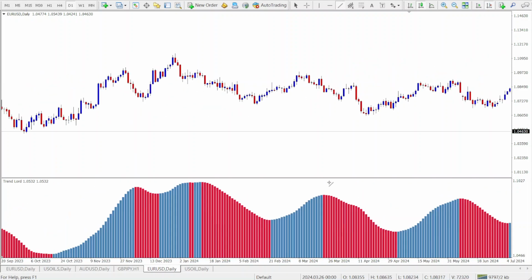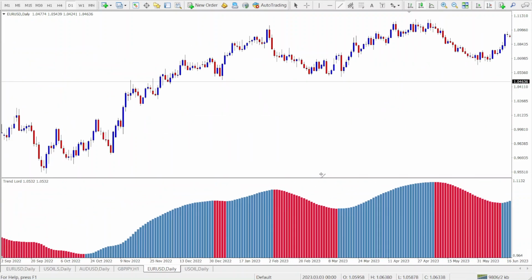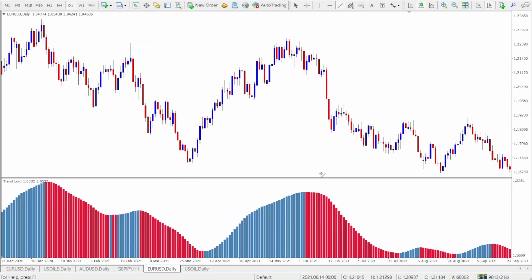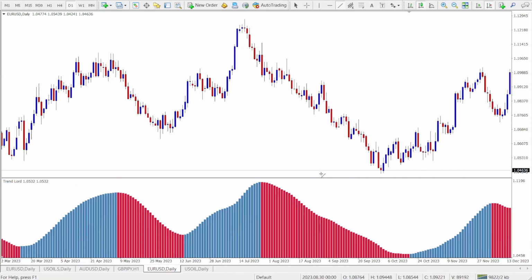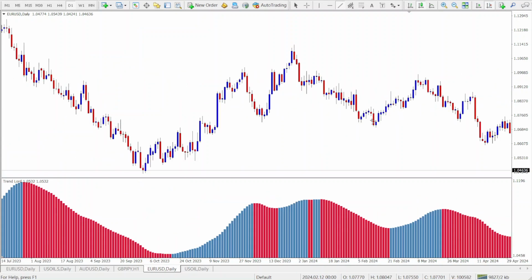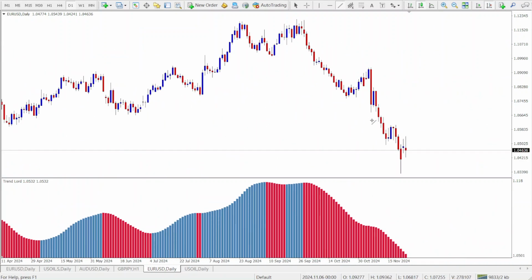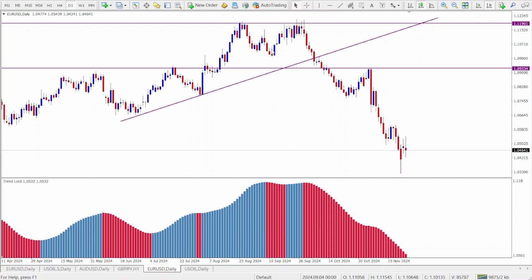It doesn't exactly complicate things. It's quite straightforward. Whenever you have the blue lines, it shows bullish momentum. When you have the red lines, very simple, it shows bearish momentum. So how do you get signals? How do you know when to buy? How do you know when to sell? I'm going to recommend making use of trend lines and horizontal support and resistance zones, just to add a layer of confirmation to whatever signals are given to you by the Trend Load indicator.